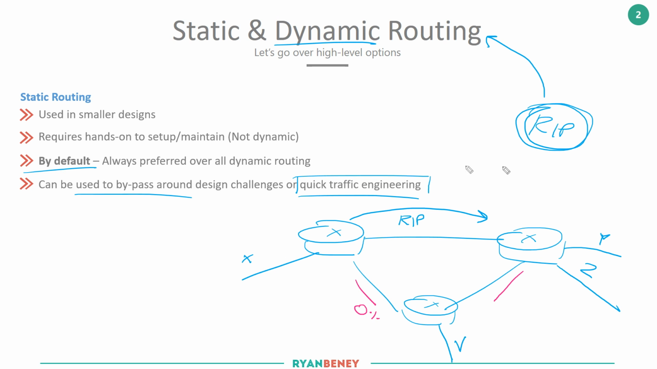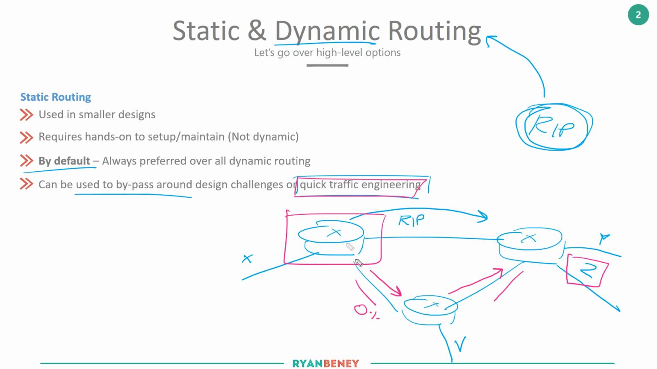However, let's say as an engineer, we're paying for these two links and we want, for example, any traffic to the Z network to route over this link. Well, what we can do is on this particular router, we can set a static route to push the traffic to V, and V in turn will push it to the path it has to Z. This will help us overcome some quick traffic engineering to change the particular path.